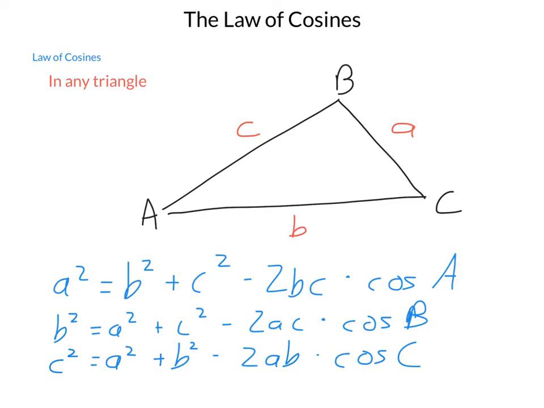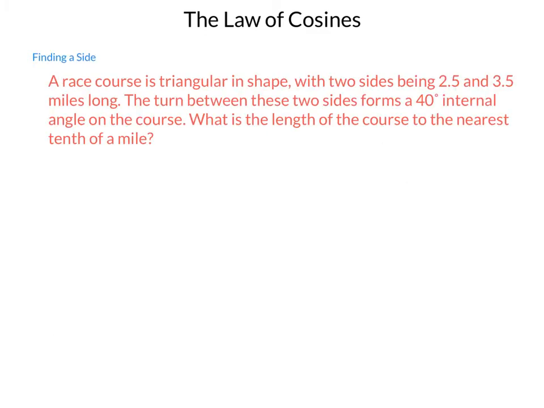So let's just take a look at one of these in action. A race course is triangular in shape, with two sides being 2.5 and 3.5 miles. The turn between these two sides forms a 40-degree internal angle on the course. What's the length of the course to the nearest tenth of a mile? Well, in order to find the length of the course, or the perimeter, I'm going to need to have all three sides. So let's just draw up a quick sketch of what this might look like.